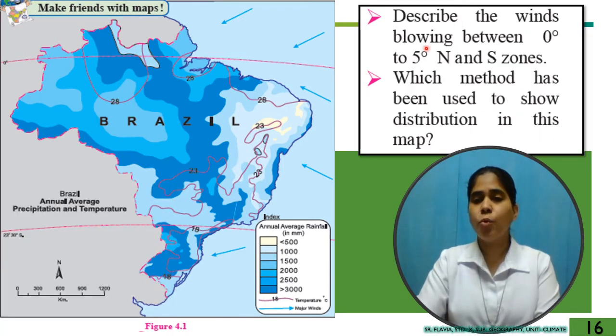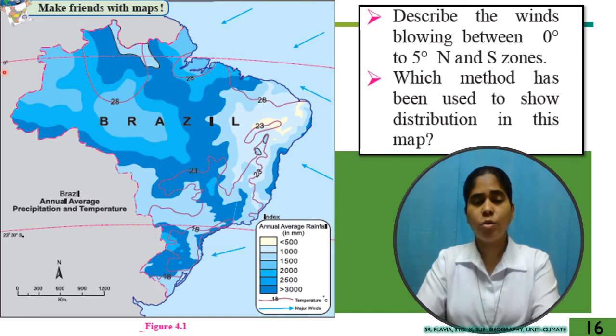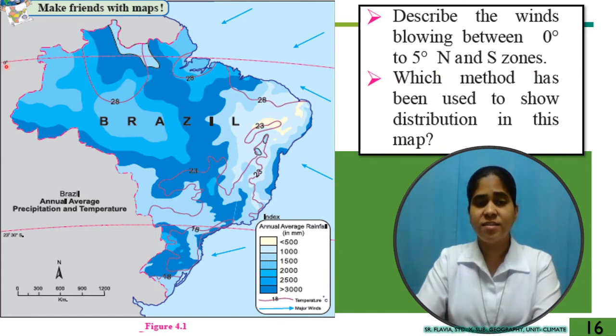Describe the winds blowing between 0 degrees to 5 degrees north and south zones. Look over here. This is the equator, 0 degrees, and over here above is 5 degrees north. So 0 degrees to 5 degrees north, the winds from the northeast are moving towards the equator, and 0 degrees to 5 degrees south, the winds from the southeast are moving towards the equator.